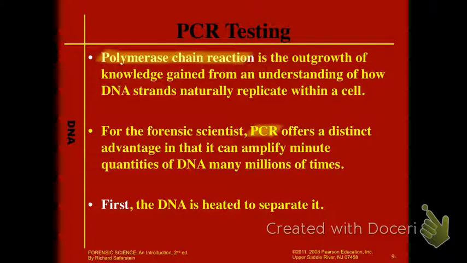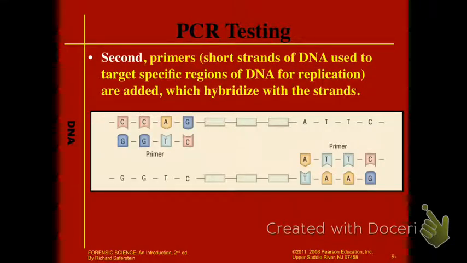PCR is used to amplify really small amounts of DNA many millions of times. This happens in three easy steps. First, the DNA is heated. Anything that is heated expands, so DNA is heated to separate the two sides of the DNA strand. And then primers are put in, like here, that hybridize or base pair with the existing strands of DNA.